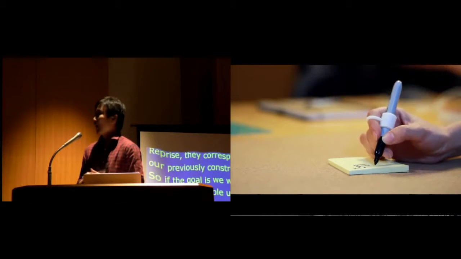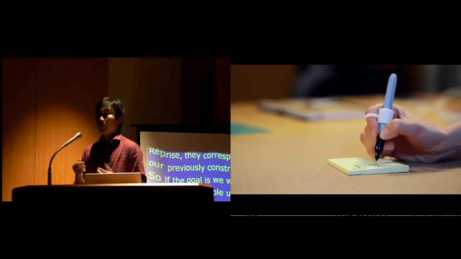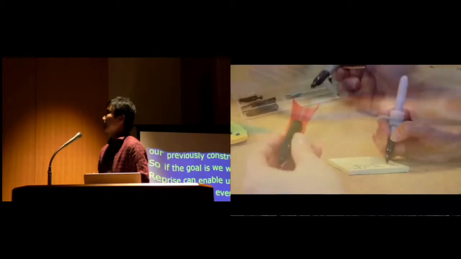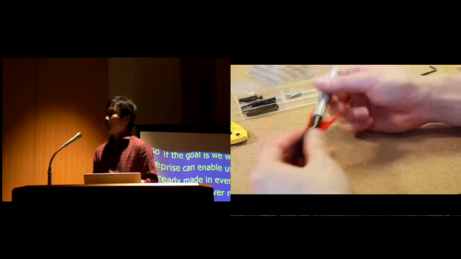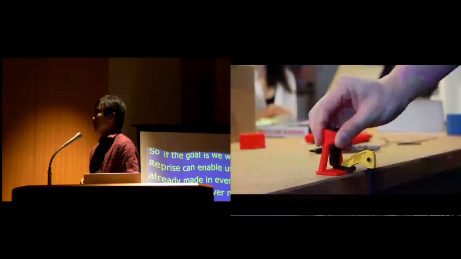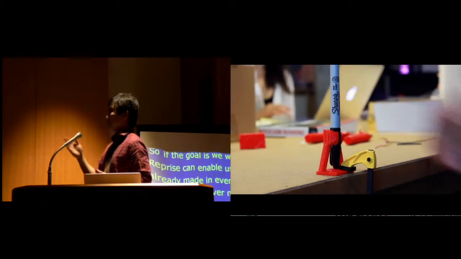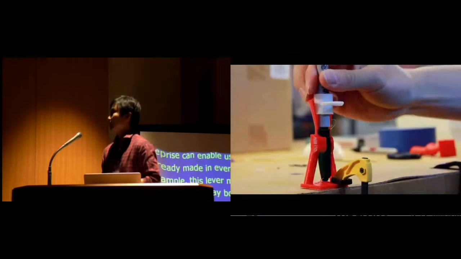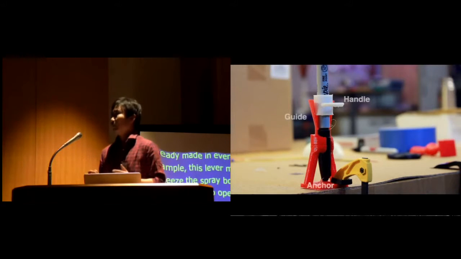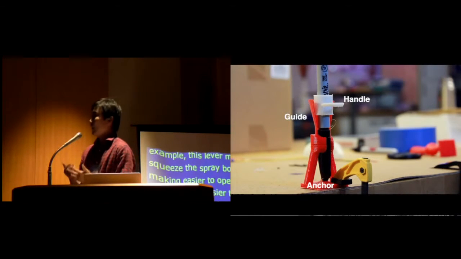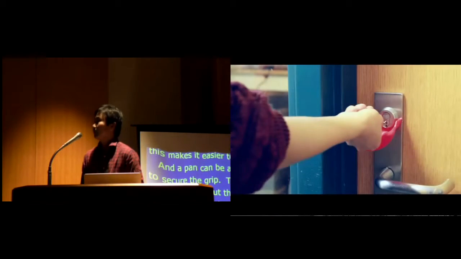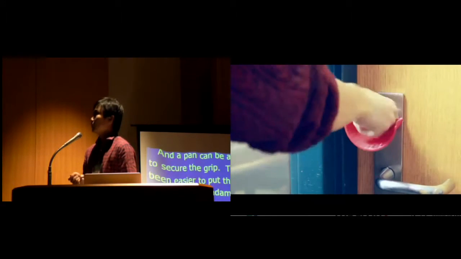And the pen can be added with a handle to secure the grip, or this guide for easier to put the pen back into the cap. And some adaptations, such as in this case, can be combined. So this hybrid adaptation has the handle, the guide, and the anchor. And some objects can be adapted differently, such as this handle makes it easier to turn the key, and this guide makes it easier to put the key into the lock.